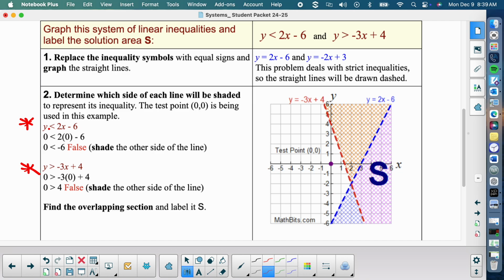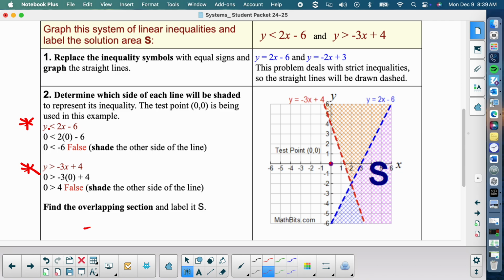So the blue line is 2x minus 6, and since 0, 0 was false, we shaded over here, which is the blue. Negative 3x plus 4 is the red. Same thing, it's a dotted line, because it's greater than. Test 0, 0, and it's false again, which means you're going to shade the other half that 0, 0 is not on.